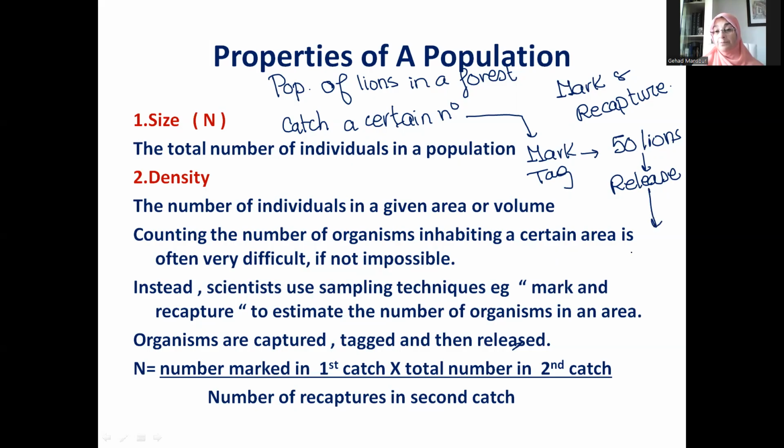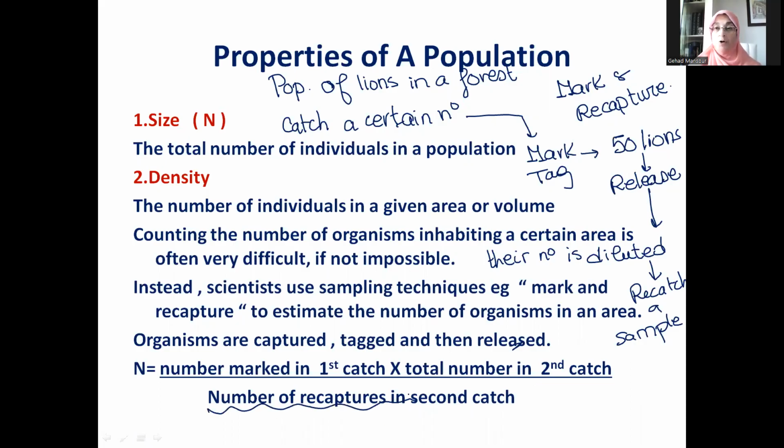So when you release them, they will be diluted by the population of lions. Their number will be diluted by the other lions that are not marked. And then you recatch a sample. And you see how many marked lions are present in the second recatch, and you substitute in that equation.